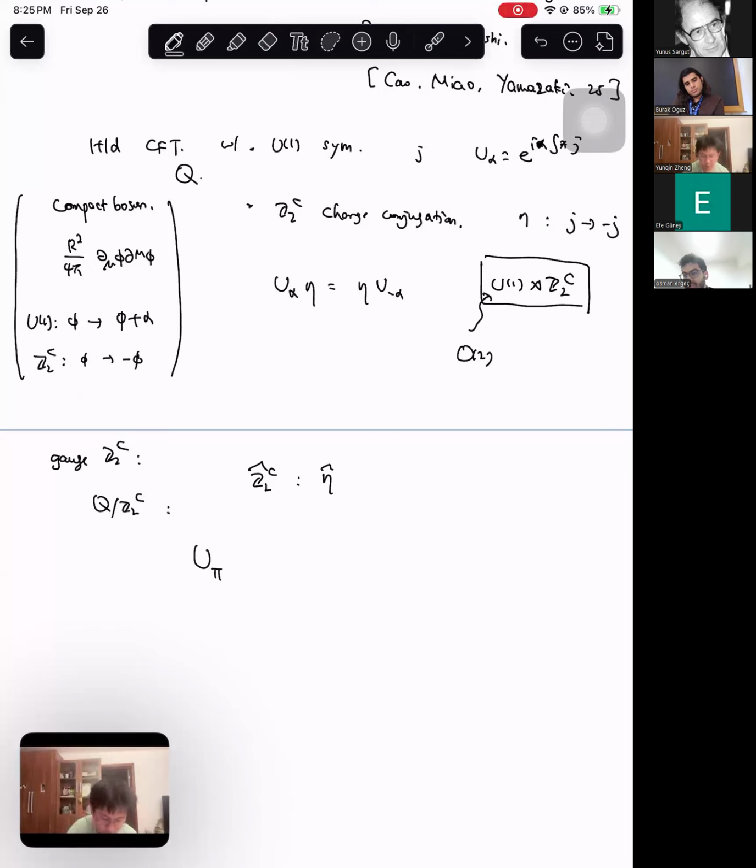So naively, if you only focus on ordinary group-like symmetries, then you would conclude that the symmetry you get after gauging is just Z2 times the Z2 hat C. And the original U1 is gone. So the U1 is gone.